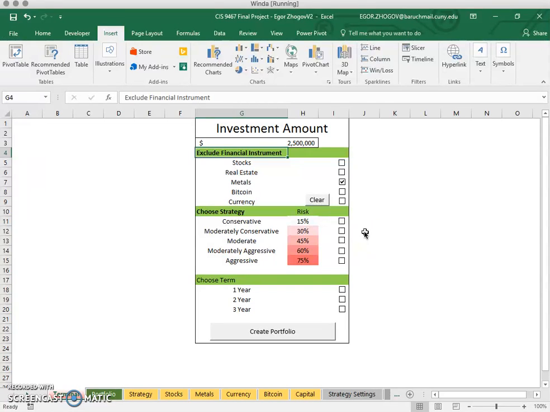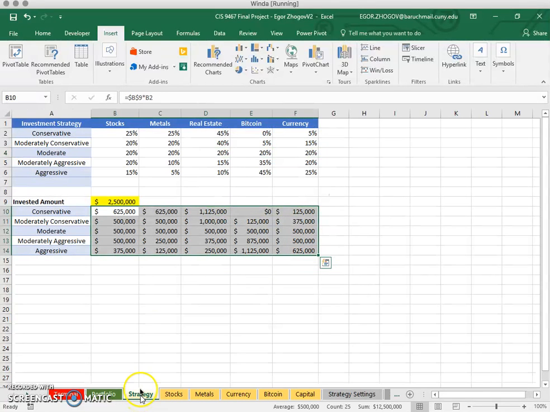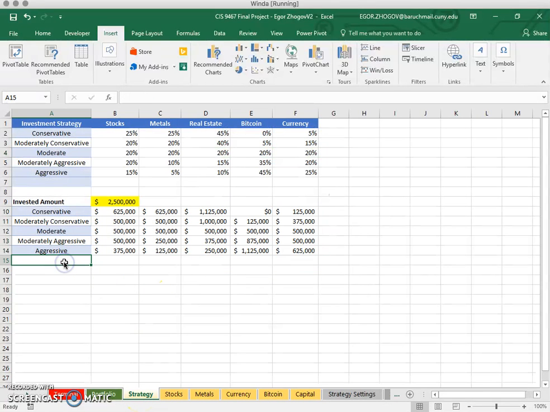For the strategy, I have created a separate tab called Strategy, which shows the percentage breakdown for each instrument. The first table here just shows what portion should be spent on a certain instrument. For example, if we pick the conservative strategy, there will be nothing spent on Bitcoin, since it's relatively new, hasn't really proved itself, and people don't know what to expect from it.